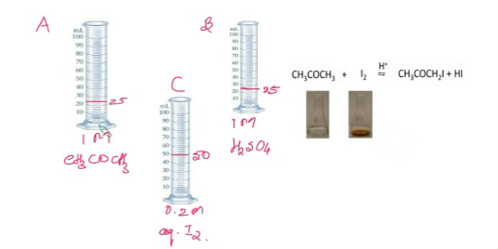In this experiment, we will be using three solutions. Solution A is 1 molar acetone, B is 1 molar sulfuric acid, and C is 0.2 molar aqueous iodine. As far as A is concerned, we will be taking 25 ml, B is also 25 ml, but C we will be taking 50 ml. The final volume after mixing will be 100 ml.